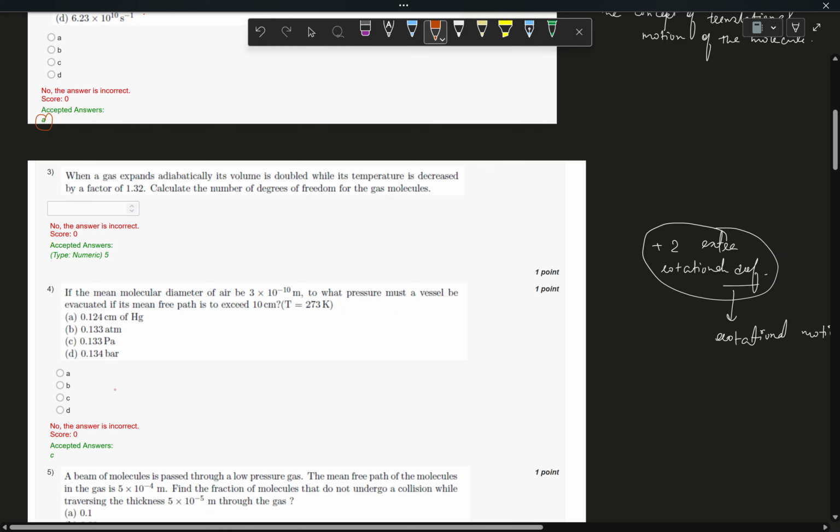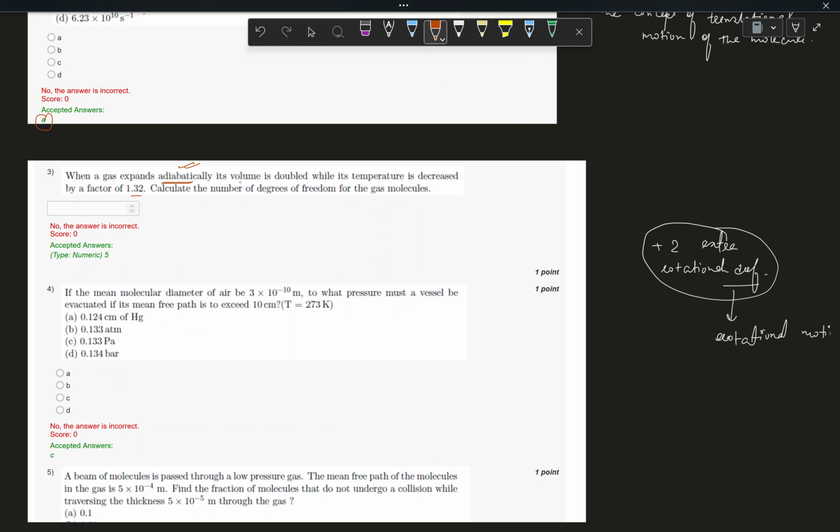Now question number 3 is that when a gas expands adiabatically, its volume is doubled while its temperature is decreased by a factor of 1.32. Calculate the number of degrees of freedom for the gas molecules. Okay, so you have a gas that expands adiabatically. So basically it is an adiabatic process, first clue.